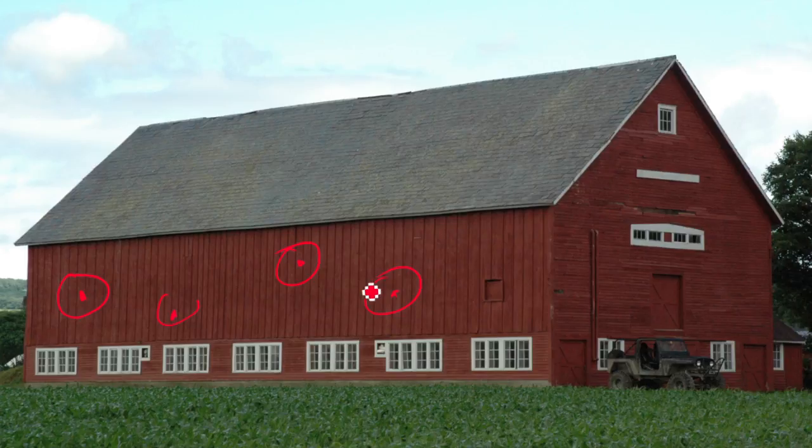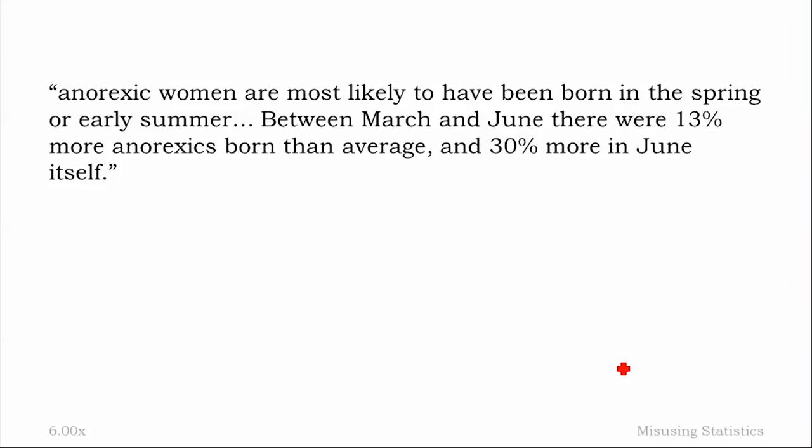A classic of the genre appeared in 2001 in a paper written by researchers at the Royal Cornhill Hospital in Aberdeen. They reported that they had discovered the following astonishing fact. Anorexic women are most likely to have been born in the spring or early summer.